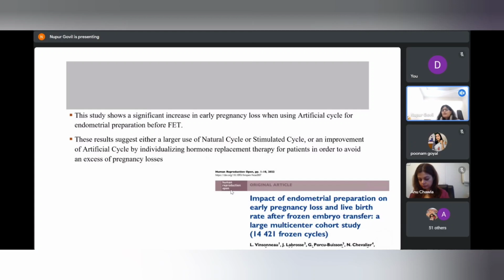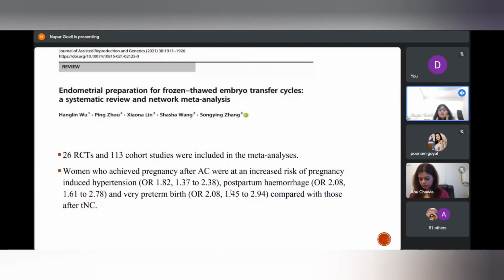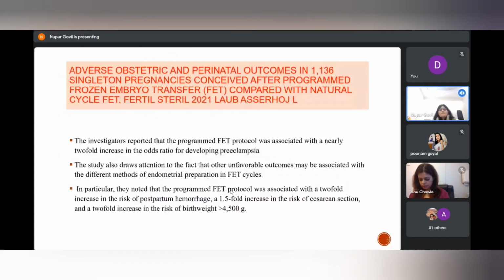Studies have now shown that artificial cycles, HRT cycles, are associated with poor reproductive outcome, and perinatal risks are increased. This is because ovulation is not there, and a hormone called relaxin, which is released, is not there. This can result in increased risk of pregnancy-induced hypertension and placental problems. The placenta is weak. There is increased risk of preterm birth and increased risk of postpartum hemorrhage.